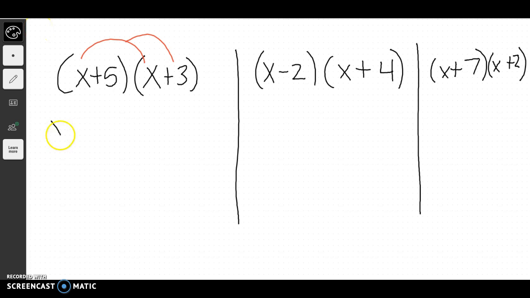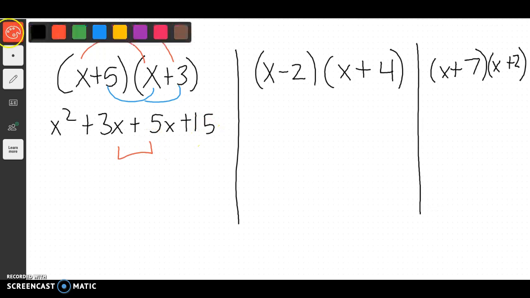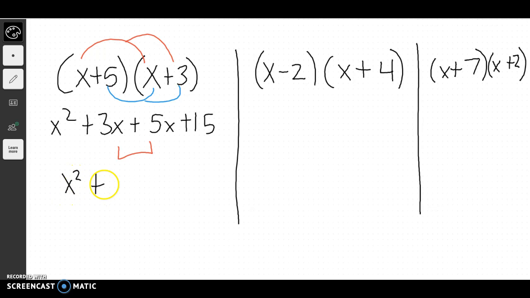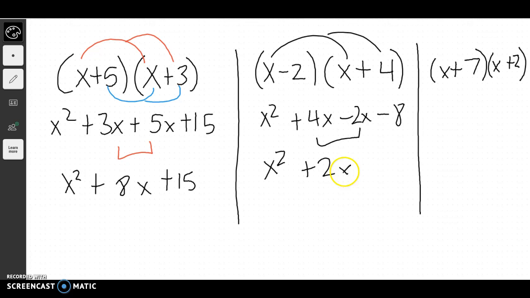So you'll have x times x, which gives you x squared, plus 3x. Then we're going to come back and we're going to go this other way. So plus 5x and plus 15. Now we could combine the two middle terms, and I would get x squared plus 8x plus 15. I'm going to distribute this one just a bit quicker. And then I would get x squared, because I combine the two middle terms, plus 2x minus 8.